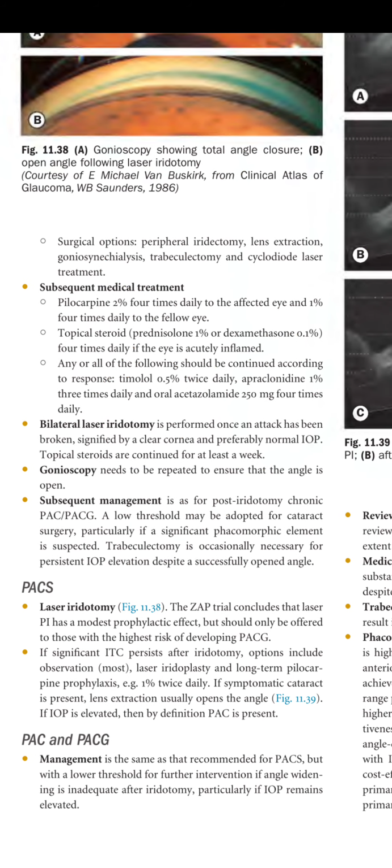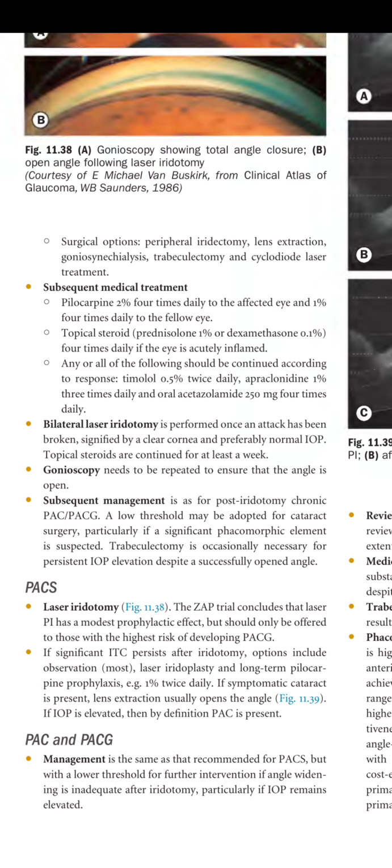Now, how will you treat a case of a primary angle closure suspect? Laser iridotomy. The ZAP trial we have discussed already. The ZAP trial concluded that laser PI has a modest prophylactic effect, but should only be offered to those with a high risk of developing primary angle closure glaucoma. If significant ITC persists after iridotomy, options include observation, laser iridoplasty, and long-term pilocarpine prophylaxis 1% twice daily.